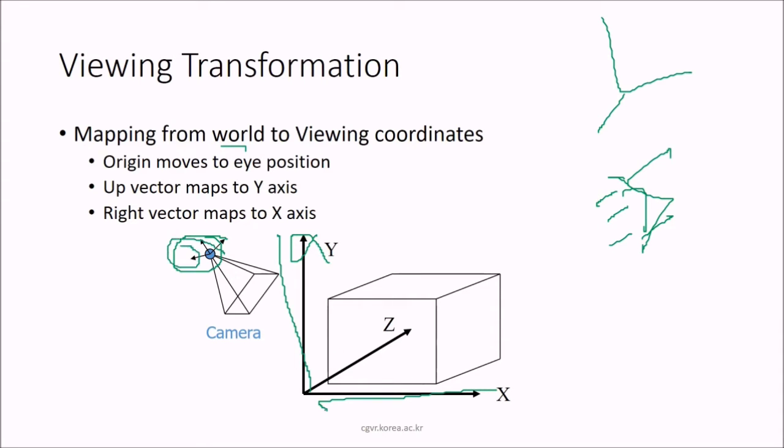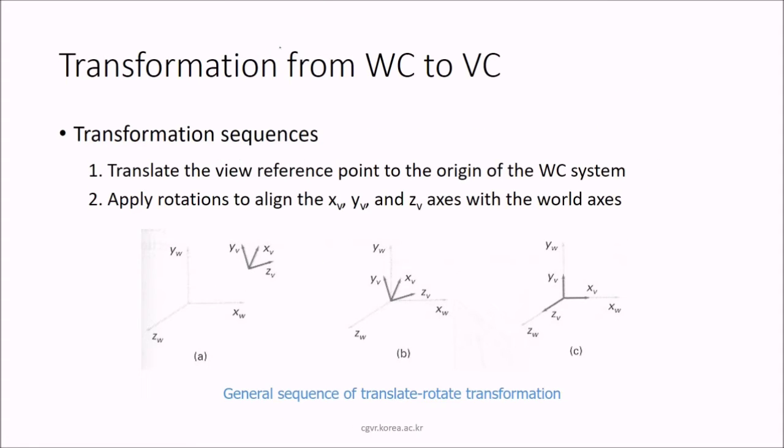Now the origin moves to the eye position. So this is the eye position, and this is the camera position. So this is the eye position, Y, X, and of course the perception of distance is represented by Z. This is the transformation from the world coordinate to the viewing coordinate. So what is the sequence of transformations which takes place? This is the general sequence which I'm going to tell you about, the translate or rotate transformation.